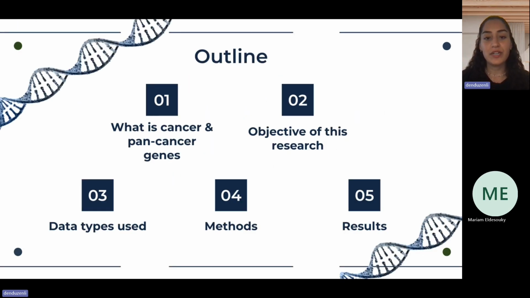So just to give everyone a brief outline, I'm first going to be defining cancer and pan-cancer genes, just so we're all on the same page about it. And then I'm going to move on to the objective of this research and my work at GenomeArc, the data types we used, methods, and then some really interesting results at the end.